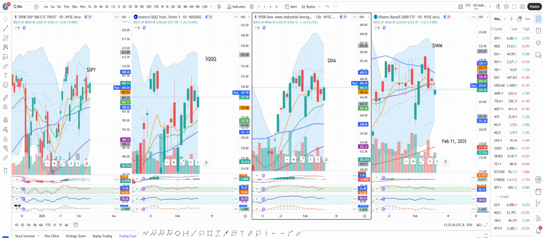Now let's move on and have a look at the daily candles, the daily closures of the major index ETFs: SPY, QQQ, DIA, and IWM. Now what we are seeing here is that after a very strong bearish candle on Friday, we see 2 attempts to negate it. The same for Nasdaq.